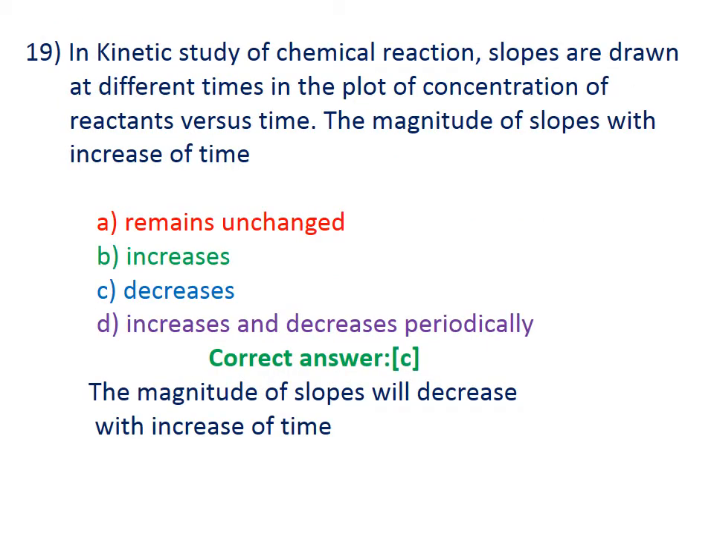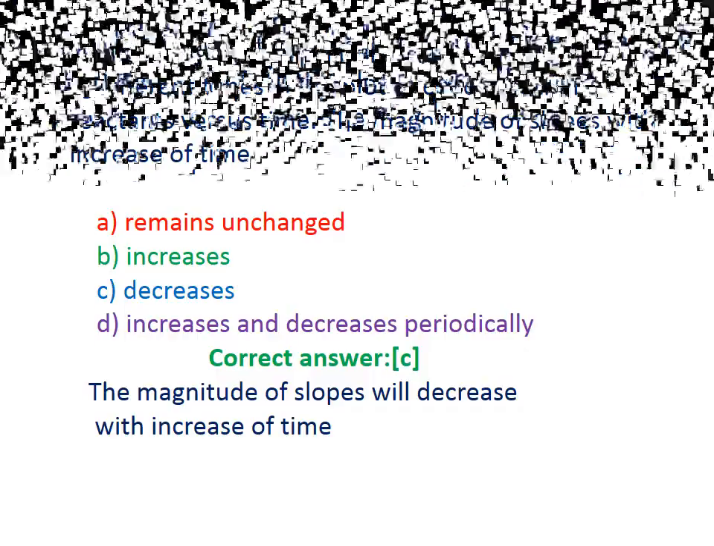19. In the kinetic study of a chemical reaction, the slopes are drawn at different times in the plot of concentration of reactant versus time. The magnitude of slopes with the increase of time. Option C is correct. Decreases. The magnitude of slope will decrease with the increase of time. Option C is the correct answer.